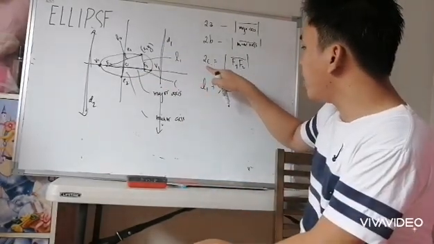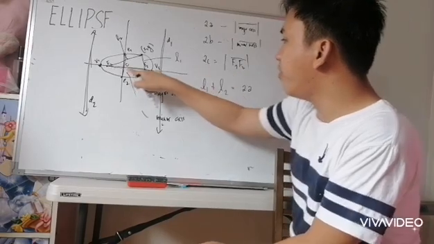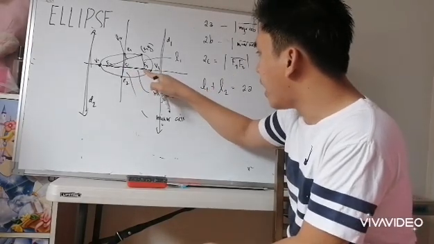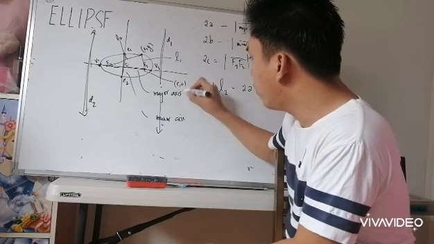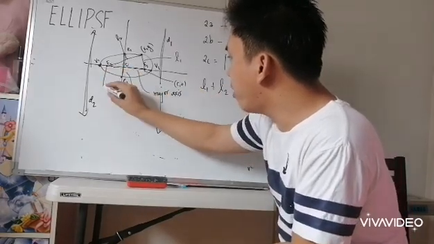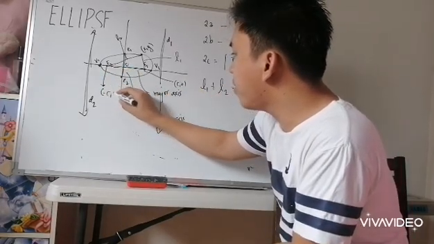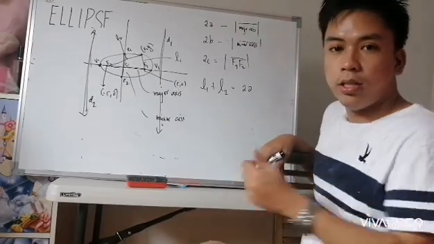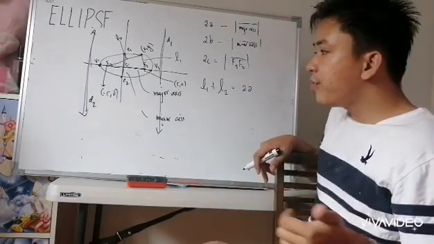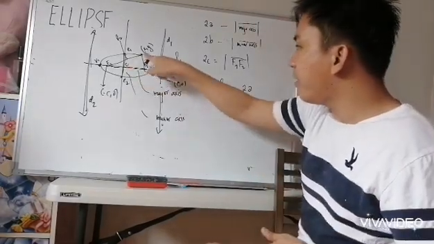So c will represent this length. The first focus is at the point (c, 0), and the second focus is at (-c, 0). This is (0, 0), and this is the point (x, y).